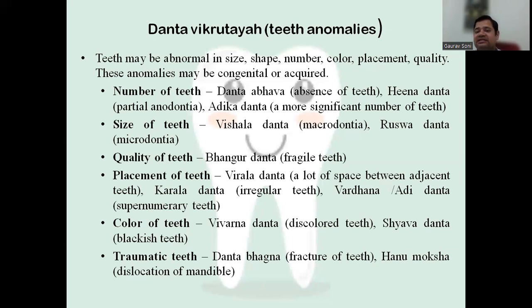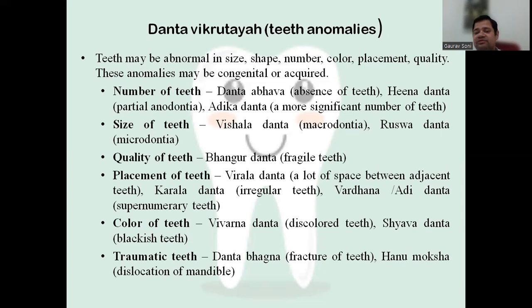Size of teeth: if it is very big, that is visal danta, macrodontia; rusva danta means microdontia. Quality of teeth: bhangur danta, that is fragile teeth, they are very weak. Placement of teeth: virala teeth, that is when space is too much between two teeth. Karala danta, that is irregular teeth. And vardhana ati danta, that is supernumerary teeth, more than 32 teeth.